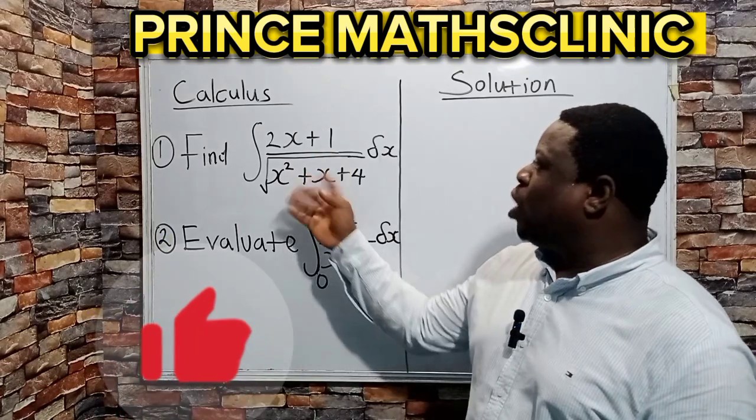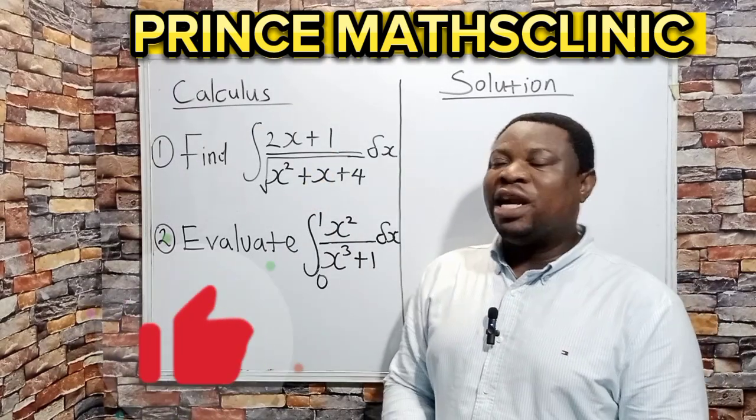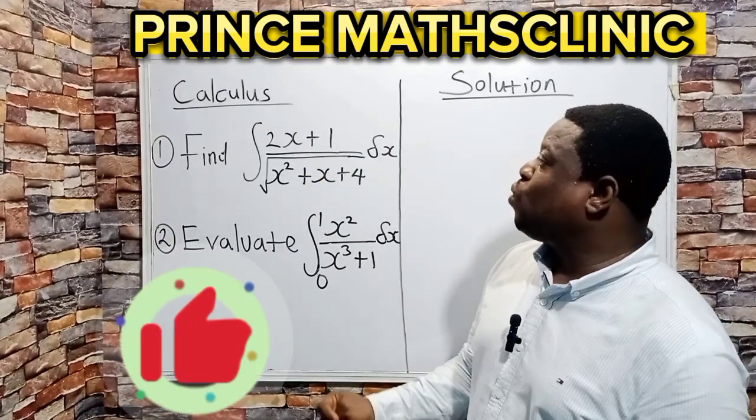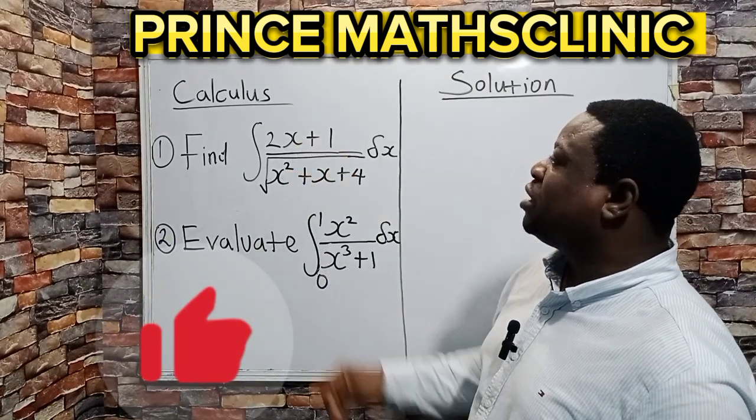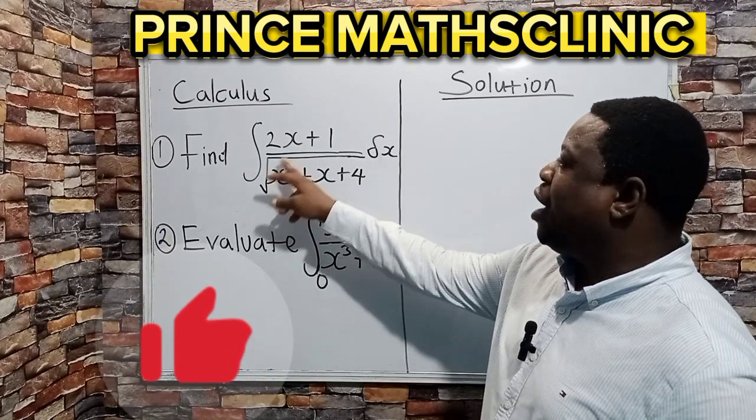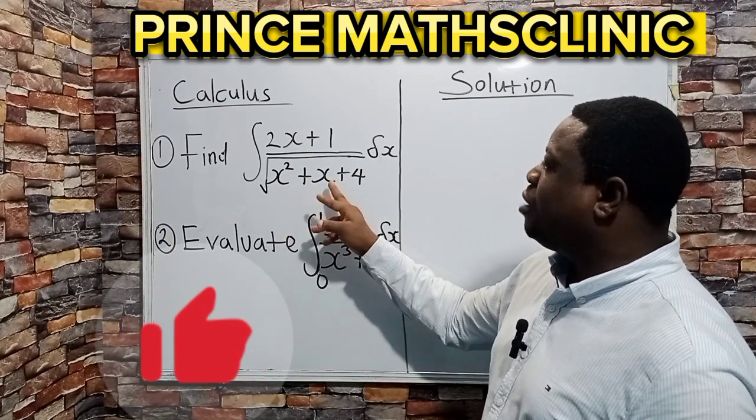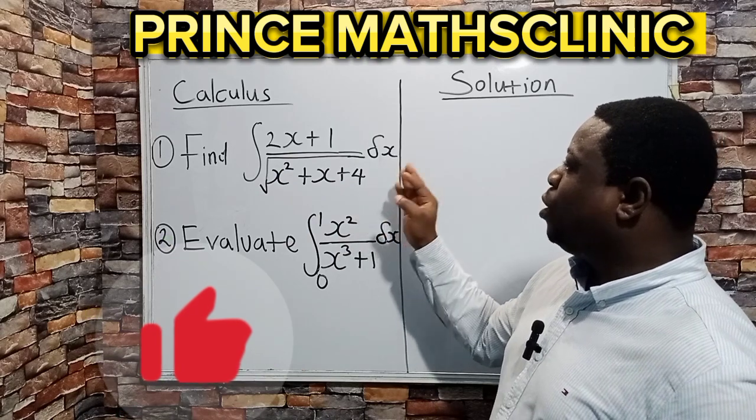We have this wonderful set of integrals to solve. The first one says we should integrate 2x plus 1 all over the square root of x squared plus x plus 4.